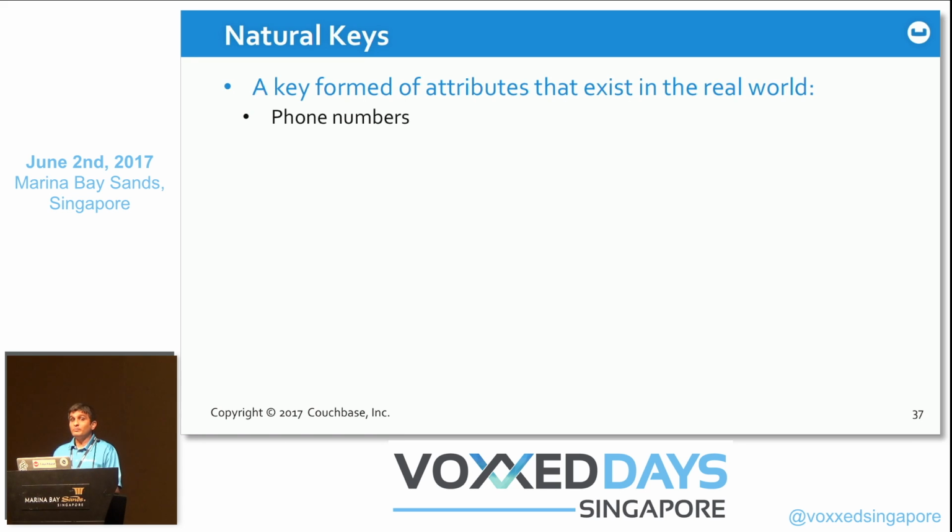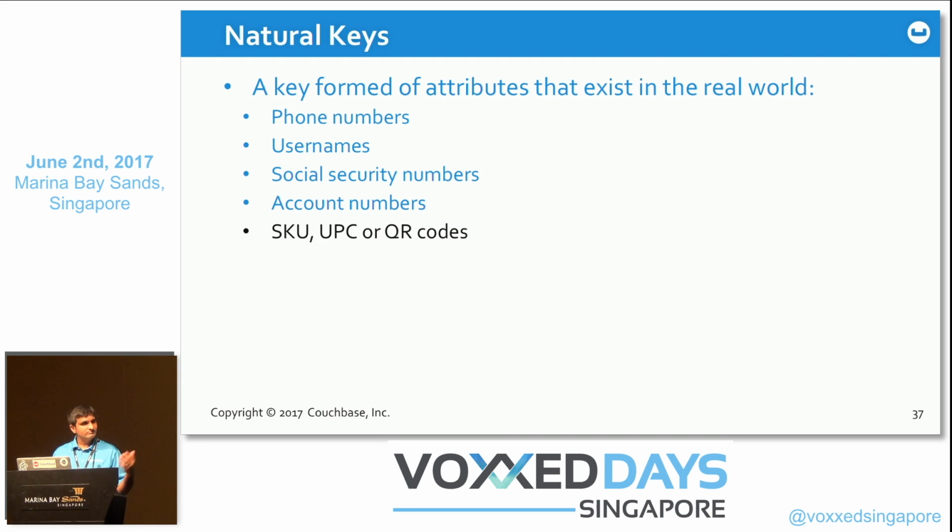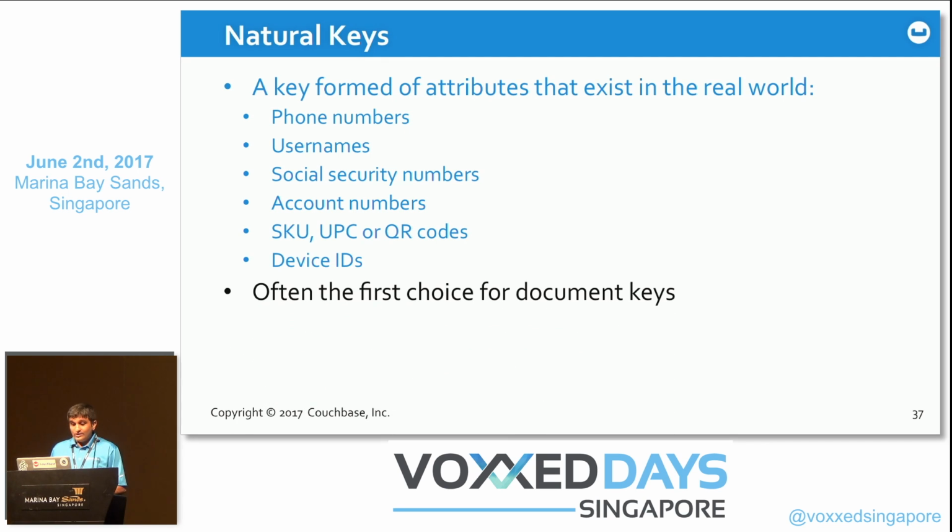Which means if you know the phone number of the user, user:phone number is a very good candidate of a key instead of user:random UUID, right? Because you're not going to remember a random UUID. How does your app work? You're logging in using the phone number, and you do a get of that particular document, you get the entire document. That's way faster. Examples are phone numbers, usernames, social security numbers, account numbers, UPC, QR codes. These are the natural keys. It's often the first choice for document keys.